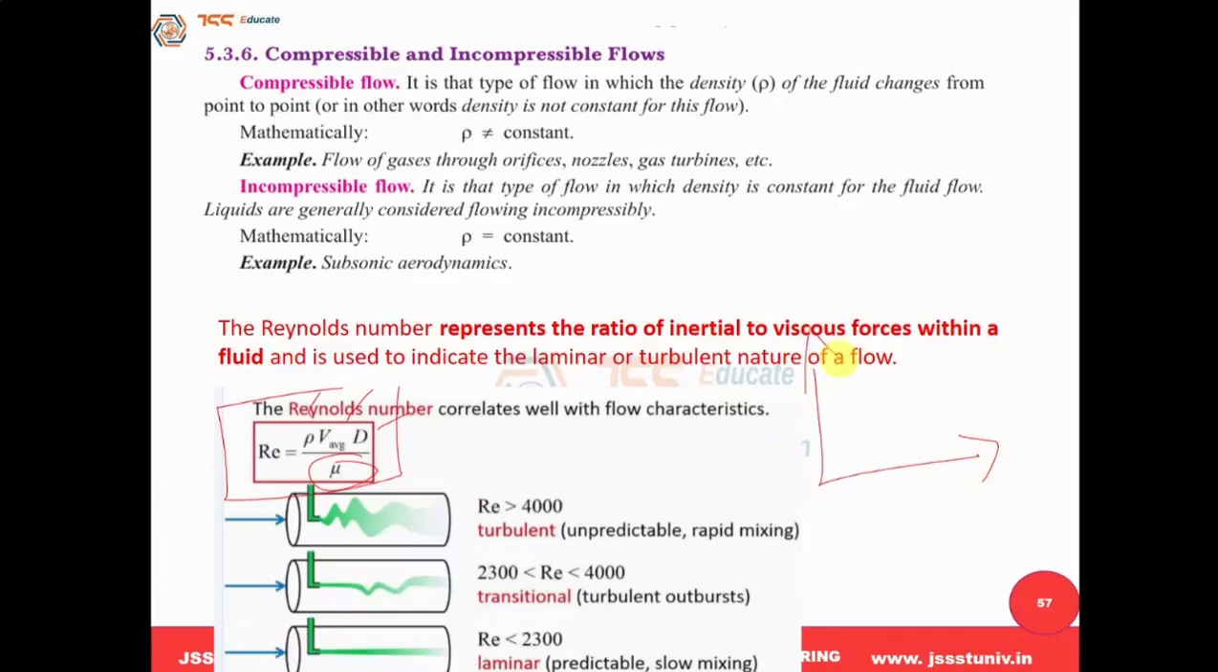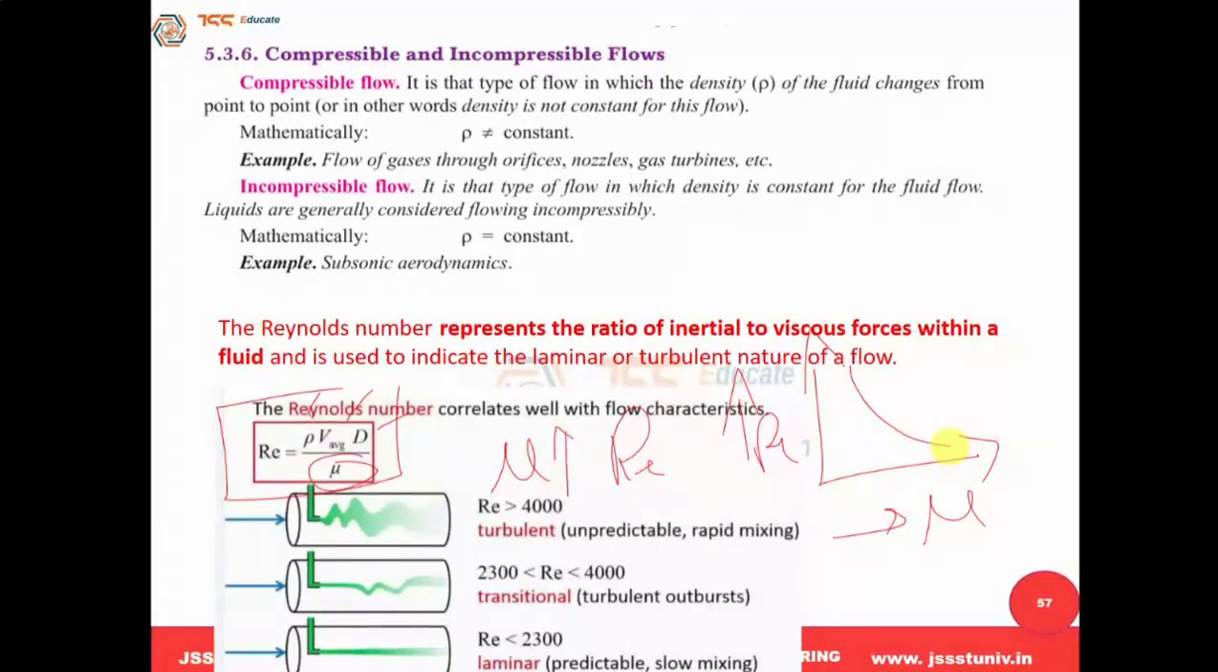Now take an example. I am going to draw Reynolds number versus mu. Mu means viscosity. If mu increases, what will happen to the Reynolds number? It decreases, inversely proportional. So the curve will come like this. So as mu decreases, the Reynolds number increases. What does that mean? As mu increases, the Reynolds number decreases, so will the flow become turbulent or laminar?